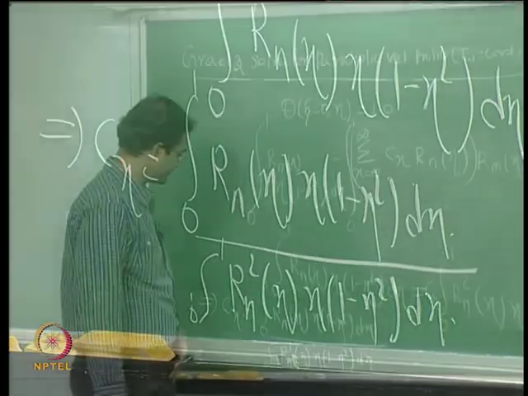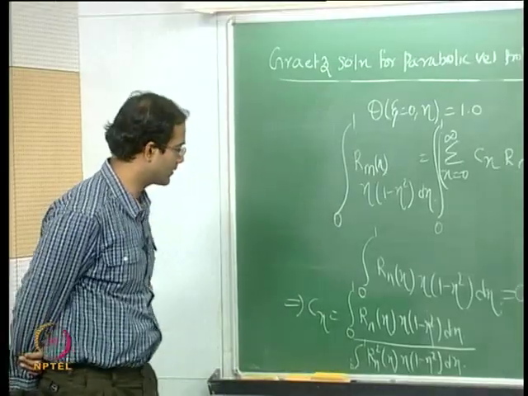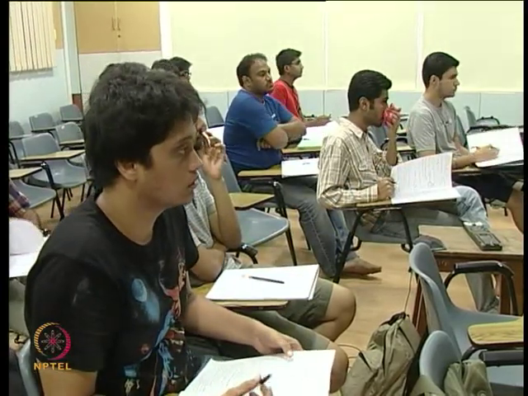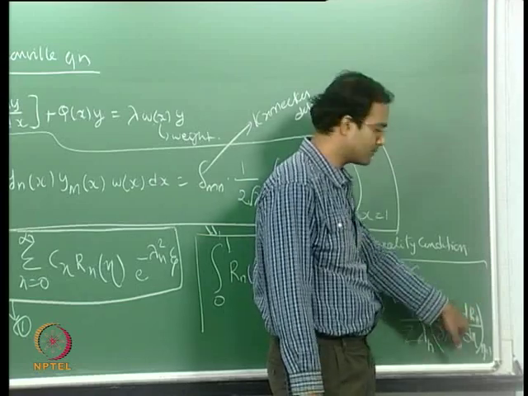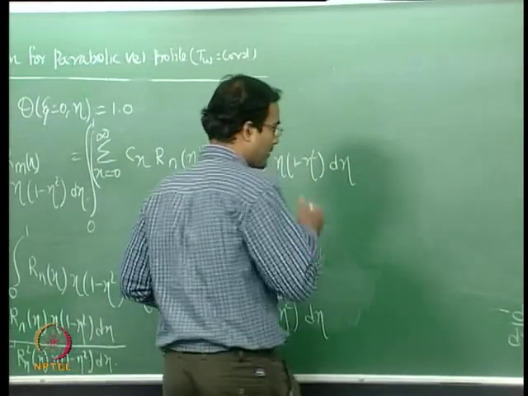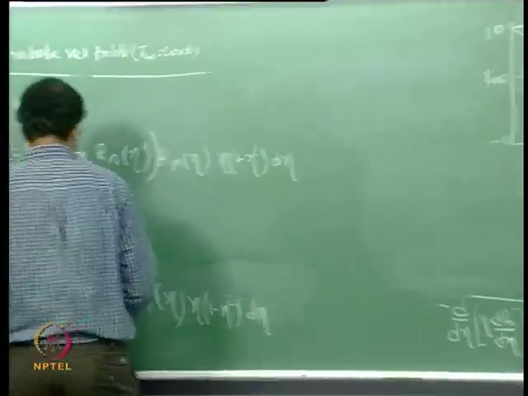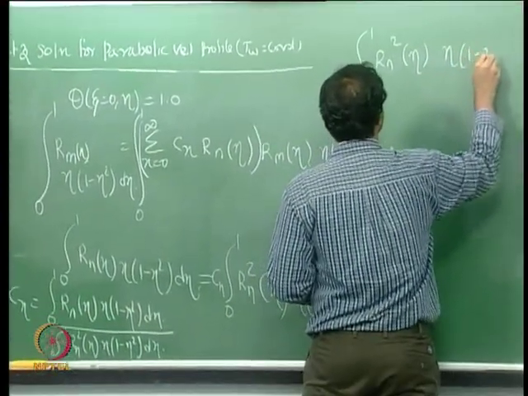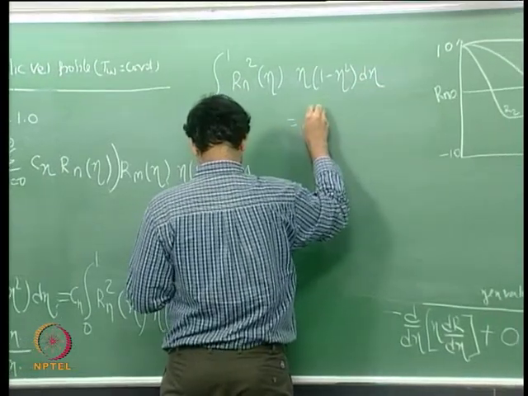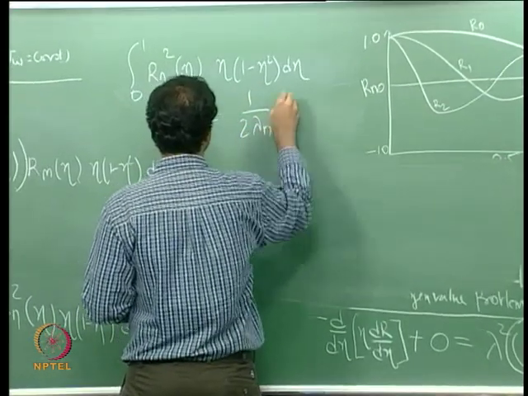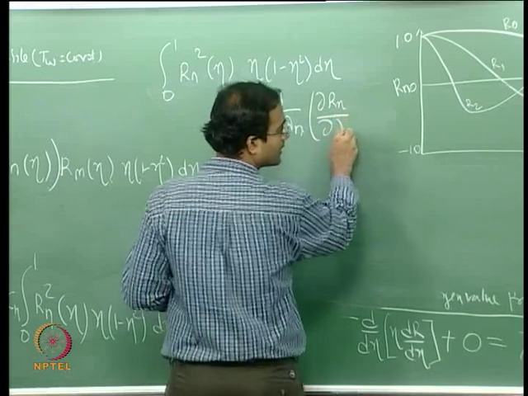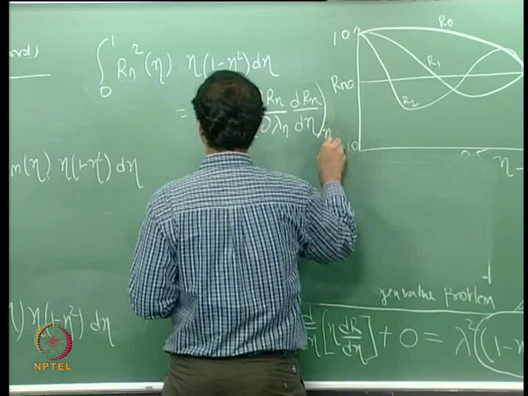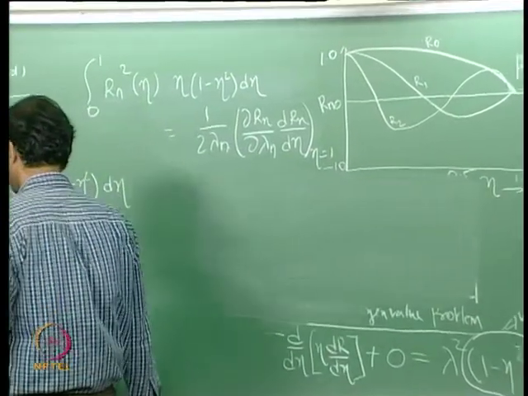How do I do that? For example, the integral in the denominator, how do I calculate integral 0 to 1 Rn square eta into 1 minus eta square d eta? Yes, so that will be 1 by 2 lambda n into this particular thing, right. I already know from the property of Sturm-Liouville system of equations that the denominator, 0 to 1 Rn square into eta into 1 minus eta square d eta, should be equal to 1 by 2 lambda n into dRn by d lambda n into dRn by d eta at eta equal to 1, okay. So this is what I get from integrating the denominator.